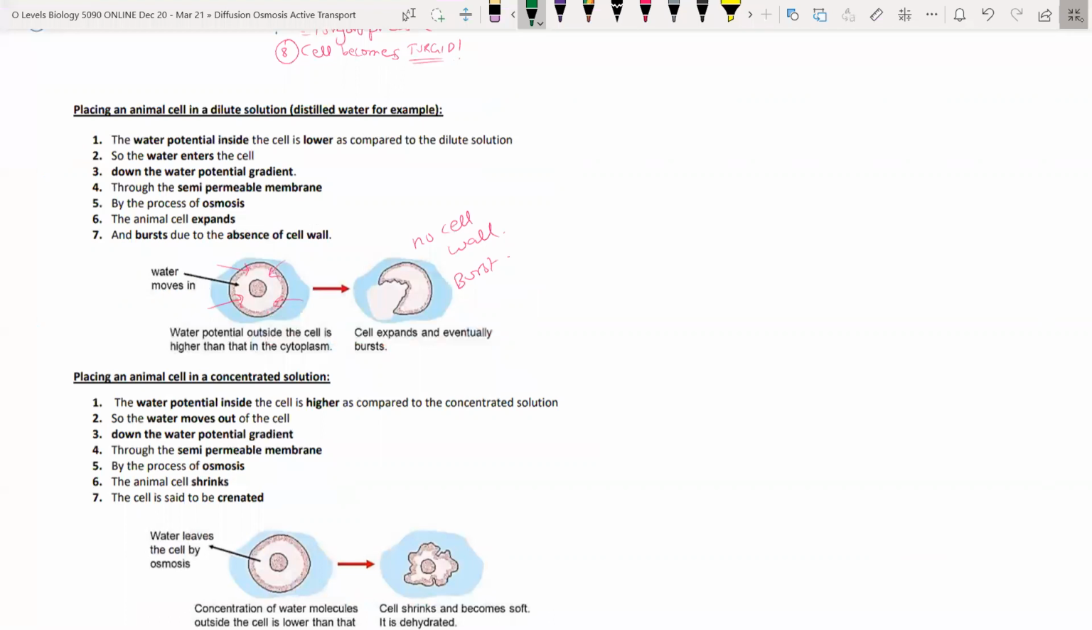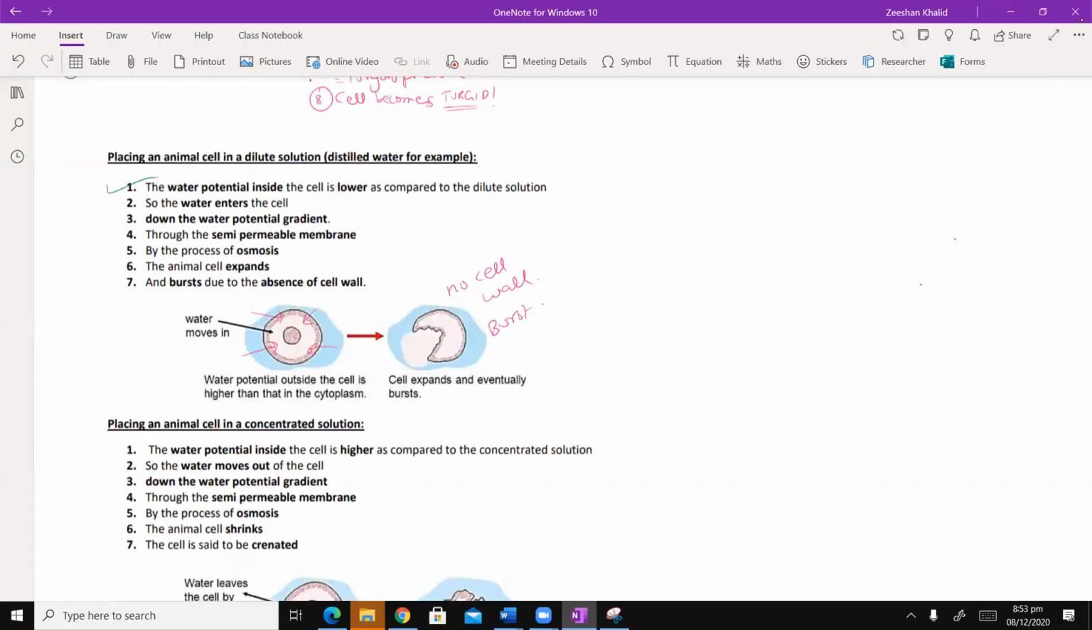So the water potential inside the cell is lower as compared to the dilute solution. So the water enters down the water potential gradient through the semi-permeable membrane by the process of osmosis. The animal cell expands and it bursts. Clearly, the points are exactly the same as we talked about in the plant cells, except for the fact that this will not become turgid, but it bursts, okay?